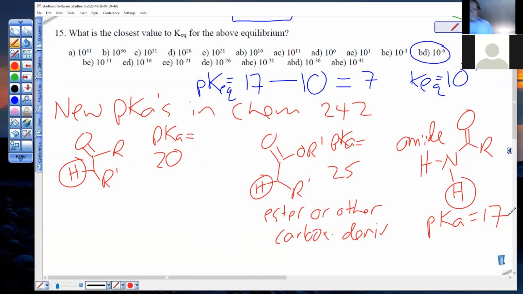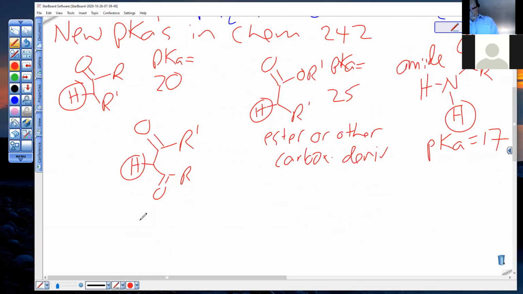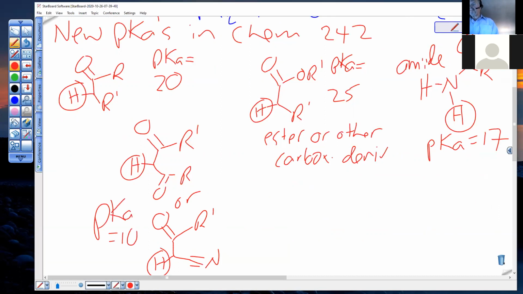We had some new 10s as well. Alpha to 2 carbonyls. Or alpha to 1 carbonyl, and maybe a nitrile on the other side. pKa is 10.